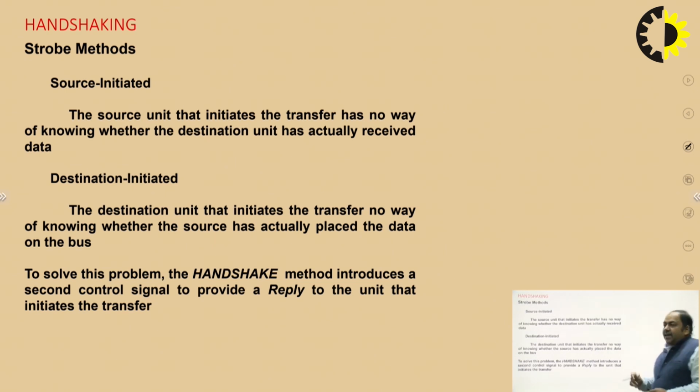So why do we need handshaking? First, we need handshaking because in strobe control, the source initiates the transfer, and it does not have any way through which it knows that the data is actually received by the destination unit or not. And similarly at the destination end, the destination unit that initiates the transfer has no way to know whether the source has actually placed the data on the bus or not. So for this we apply another method, which is known as handshake.